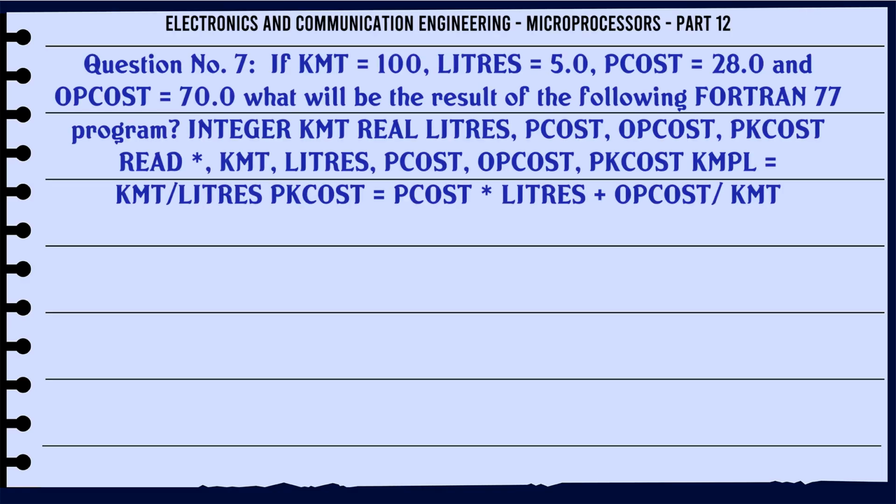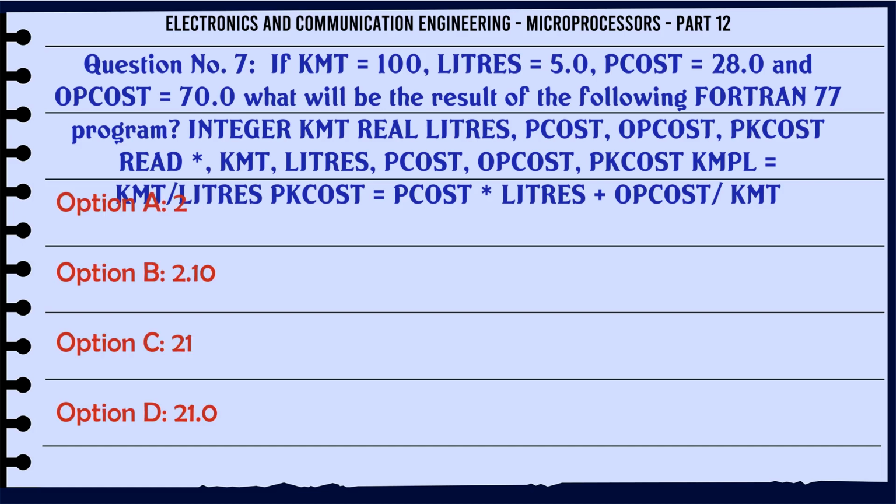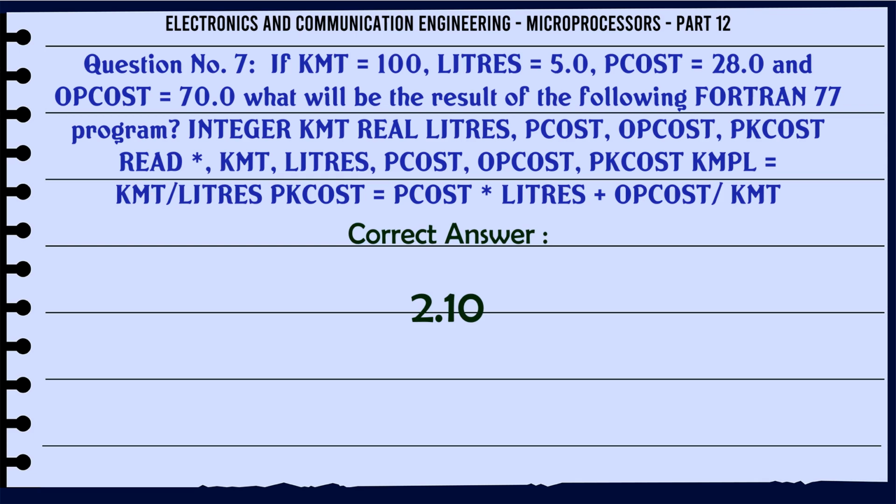If KMT is 100, liters is 5.0, PCOST is 28.0 and OPCOST is 70.0, what will be the result of the following Fortran 77 program? Integer KMT, real liters, PCOST, OPCOST, PKCOST. Read KMT, liters, PCOST, OPCOST, PKCOST, KMPL. KMT, liters, PKCOST, PCOST, liters, OPCOST, KMT. A: 2, B: 2.10, C: 21, D: 21.0. The correct answer is 2.10.